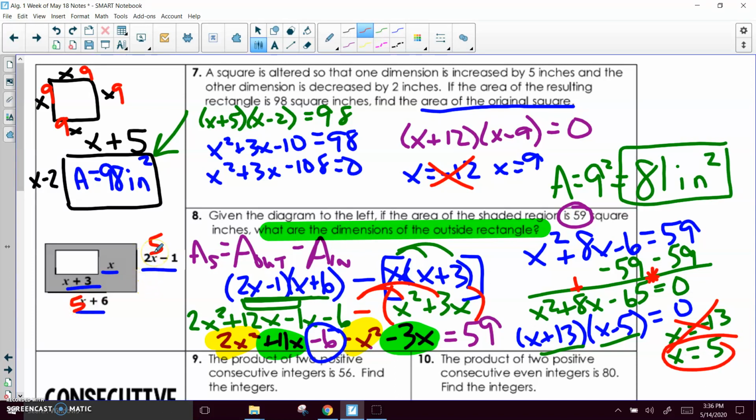2 times 5 is 10. Subtract 1 is 9. So 9, what are my units? Inches. And then my other dimension, 5 plus 6, is 11 inches.